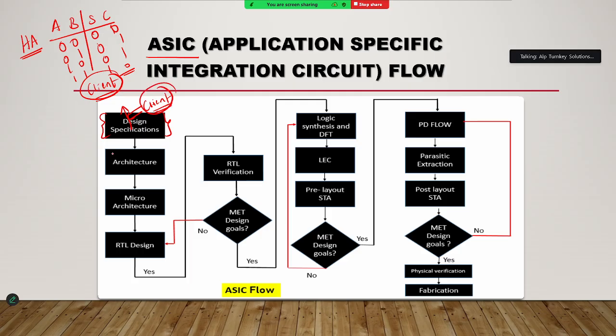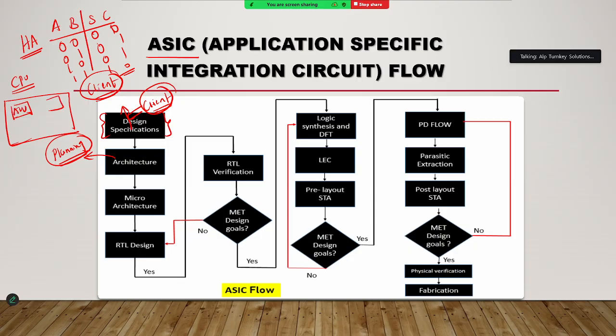Next, architecture. They will do the planning. Architecture means planning, suppose they want to design a CPU. This is a CPU. In the CPU, what will be there? You have the ALU.